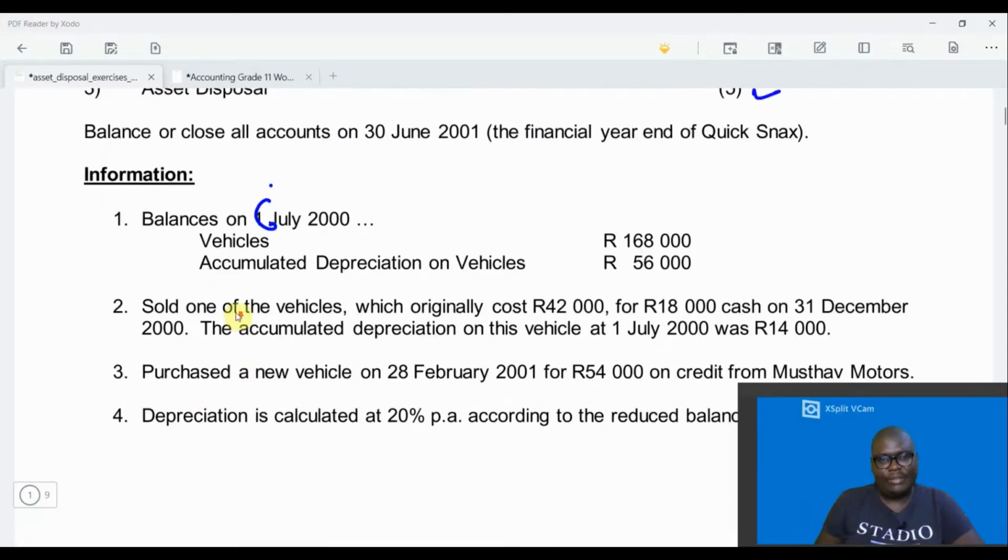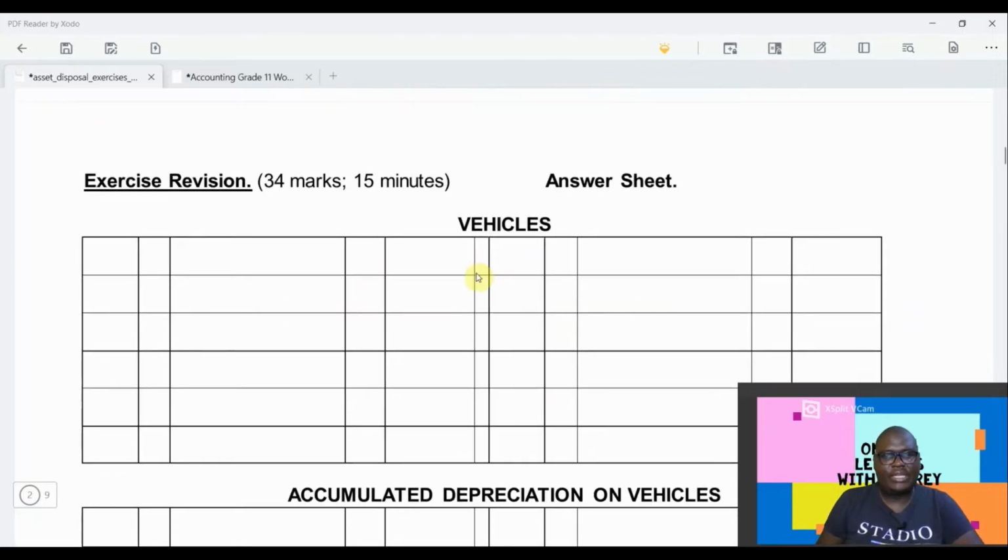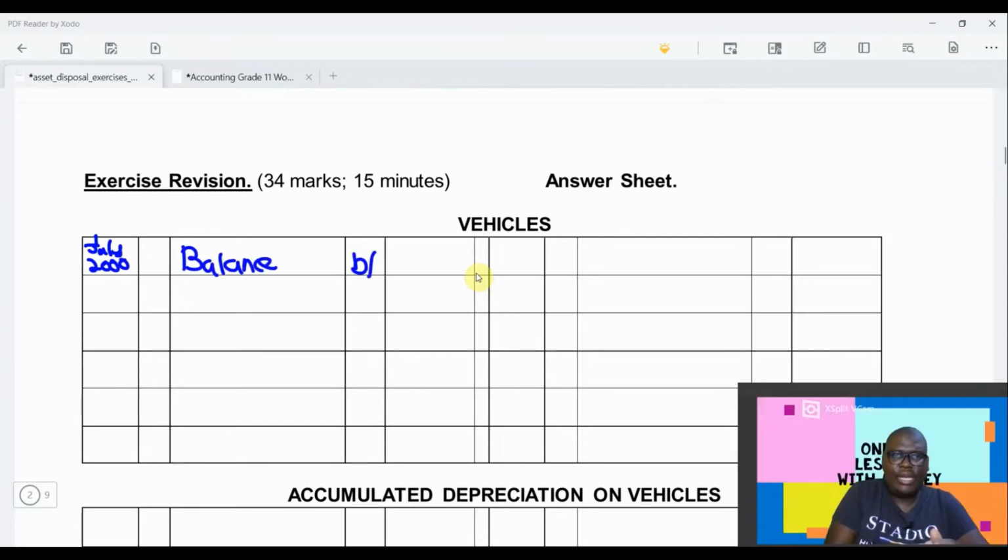Okay, so you're going to go to that vehicles account, then enter that information. It is this one. We know that vehicles is an asset, so it means that vehicles will have the opening balance on the debit side. So we're going to have 1 July 2000, and then we'd have balance brought down, which is 168,000. Just for putting this information like this, you already have a mark.